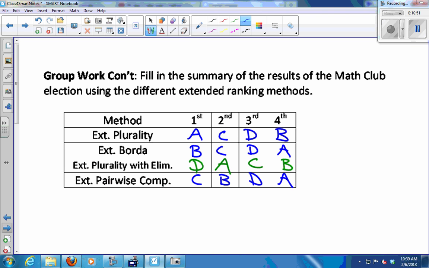Yeah, totally inconsistent. Different winner in every case, different order in every case. Kind of crazy.